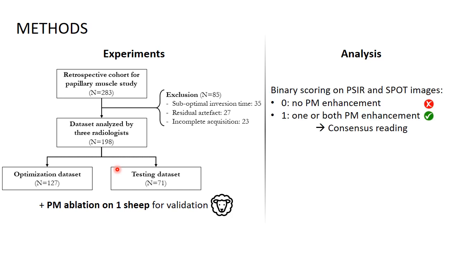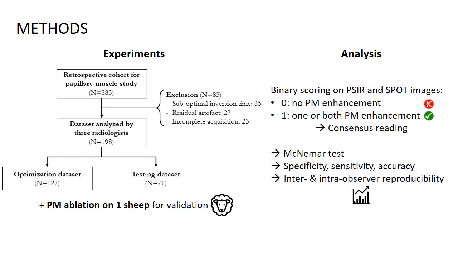And for the analysis, we applied a binary scoring on PSIR and SPOT images in order to get a consensus reading regarding both sequences, where 0 meant no PM enhancement and 1 meant one or both PM enhancement. Then we were able to compute different metrics to evaluate the visual and the automated PMI detection.